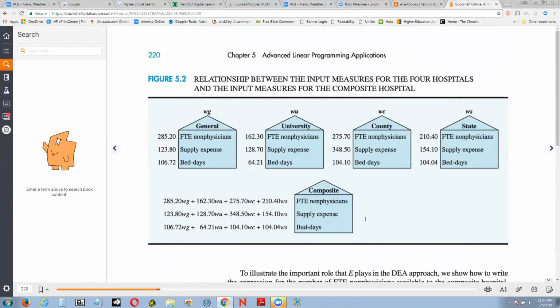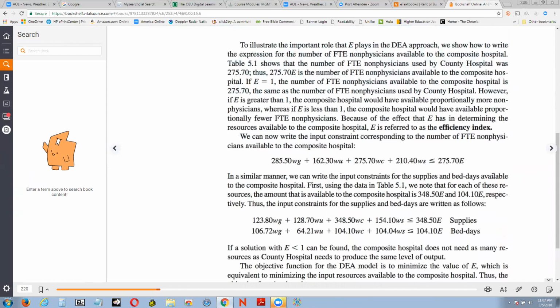In the most simplistic terms, this is not too different than if I take a set of data that has 4 data points, compute the mean and maybe the standard deviation, and then check to see how far each of these are from those summarized values. And the composite assumes we do a test of each of these to see if this general or university or county or state hospital is more or less efficient than the composite. So we use linear algebra to do that.